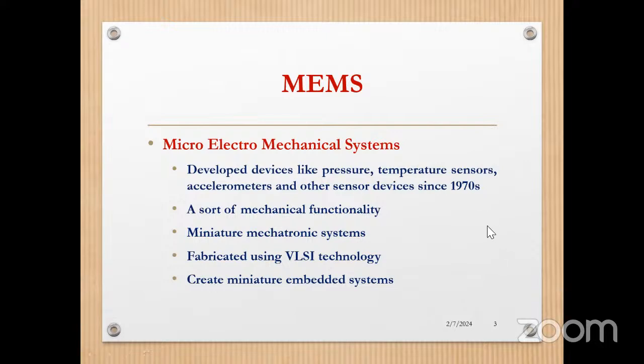And the very important thing in MEMS is that it should have a mechanical functionality like actuation. Actuation means there should be some part in this MEMS device which has a movement. So this is what we call mechanical functionality. And by default, this is going to be a miniaturized system. That is why we simply call it mechatronic, electronics and mechanical. So we call it a mechatronic system.